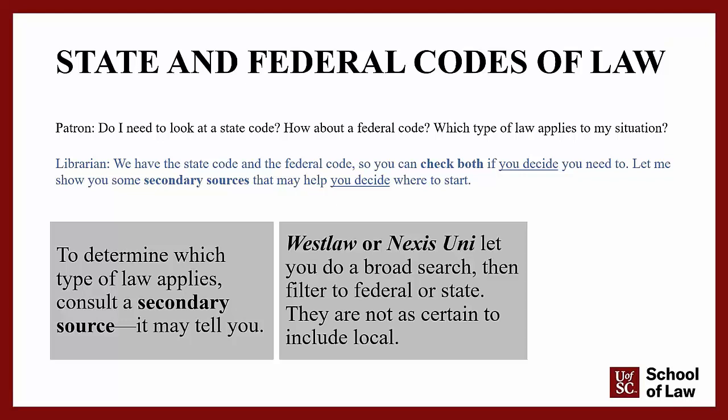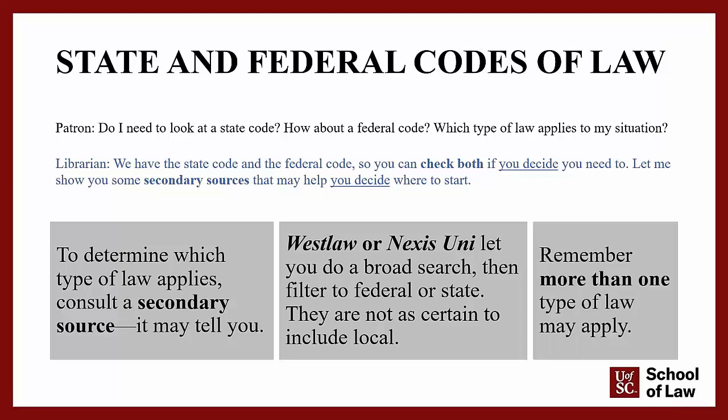Also, Westlaw and Nexis Uni will let you do a very broad search. Their sort of Google-like unified search will include federal and state for sure. They're not as certain to include local. Sometimes they do, but being able to search as much as possible at once is helpful. And remember that more than one type of law may apply. It's always safer to say, go ahead and check both and just see.